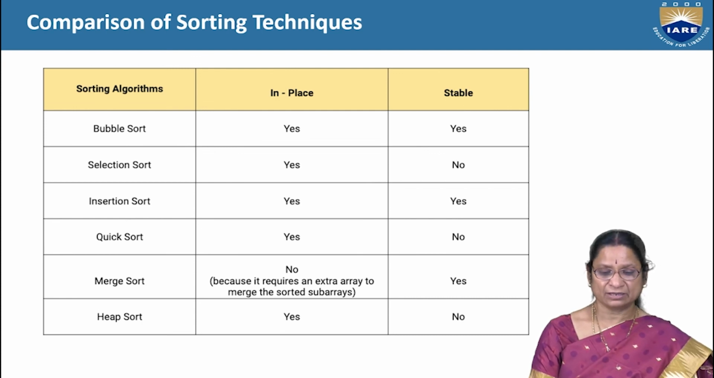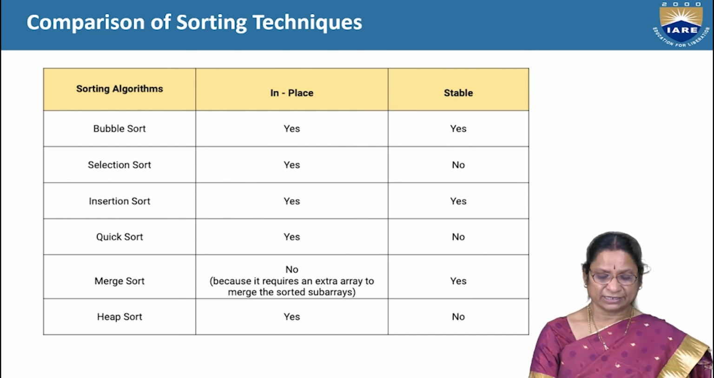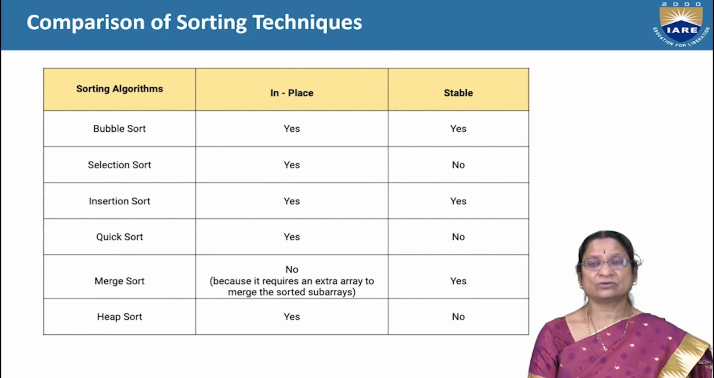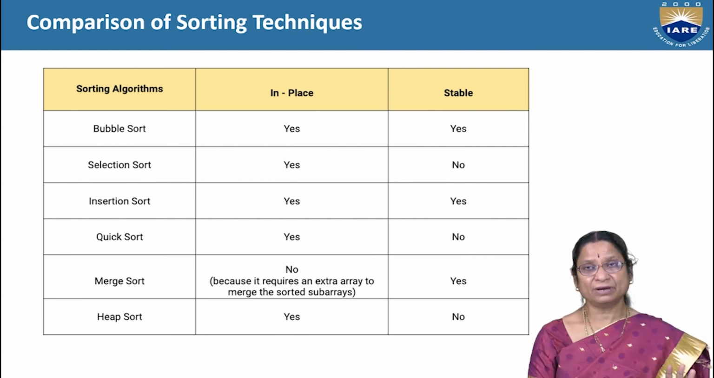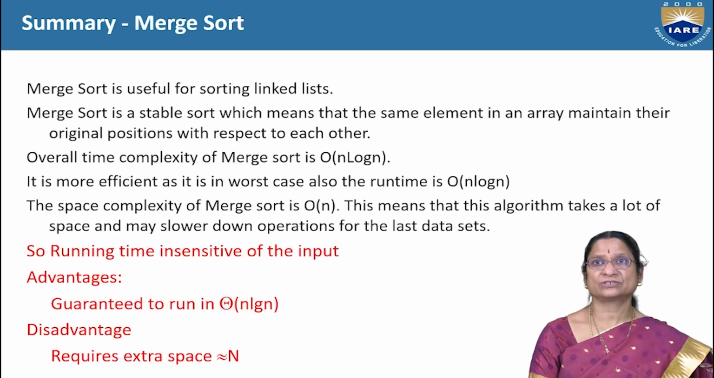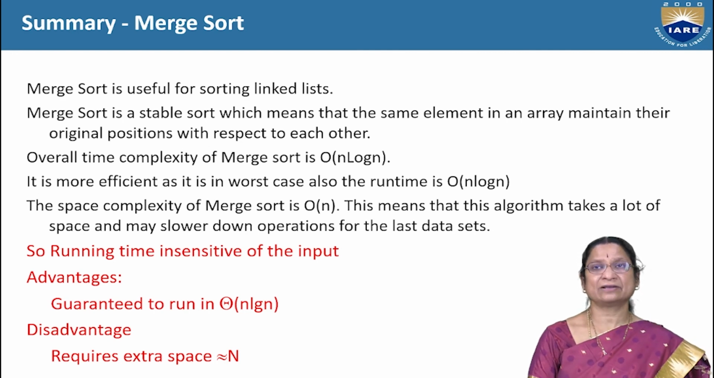Bubble sort, stable, yes. Selection sort, no. Insertion sort, yes. Quick sort, no, because it is interchanging, and the pivot element is being placed. In such cases, some changes may occur. Merge sort, yes, because it requires an extra array to merge the sorted subarrays, so original order is not going to be missed. Coming to the in-place characteristic, all are in place except merge sort. So only for the merge sorting technique is additional space required. So based upon these characteristics, we will use our merge sort technique for our applications.